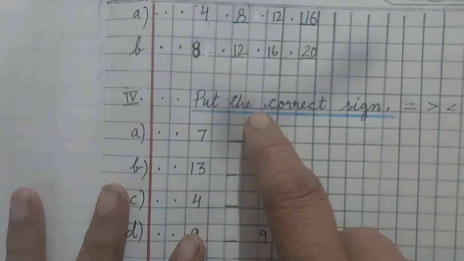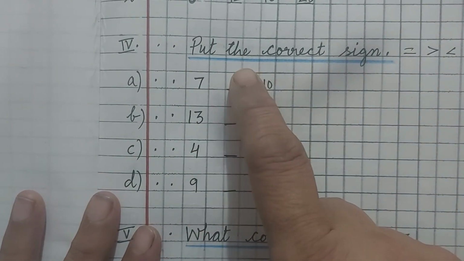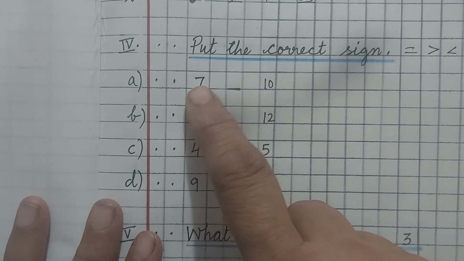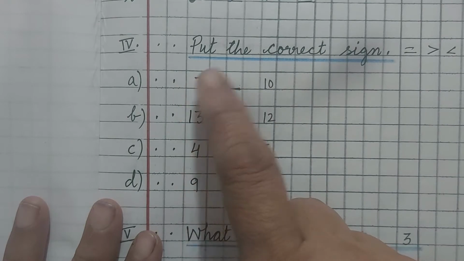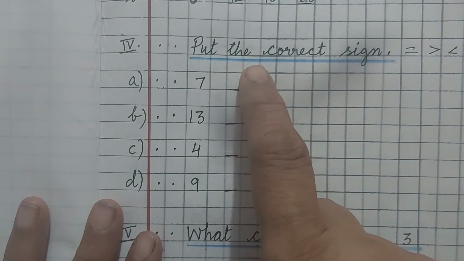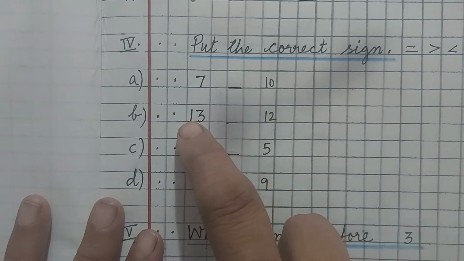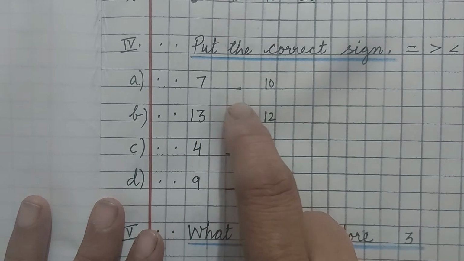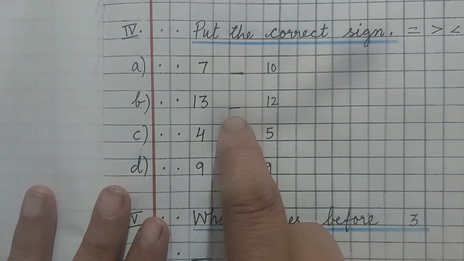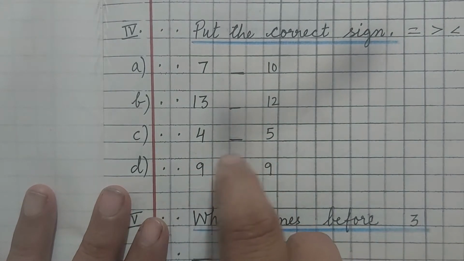Okay. Now put the correct sign. Means with the number which is big, you will put the crocodile mouth that side. Okay. 7 and 10. Which one is the big? 10. So sign will come this side. Crocodile mouth will come this side. 13 and 12. Crocodile will eat 13. Then this side. 4 and 5. 5. Crocodile will eat 5 number. Then 5 is big. 9 and 9, equal sign.